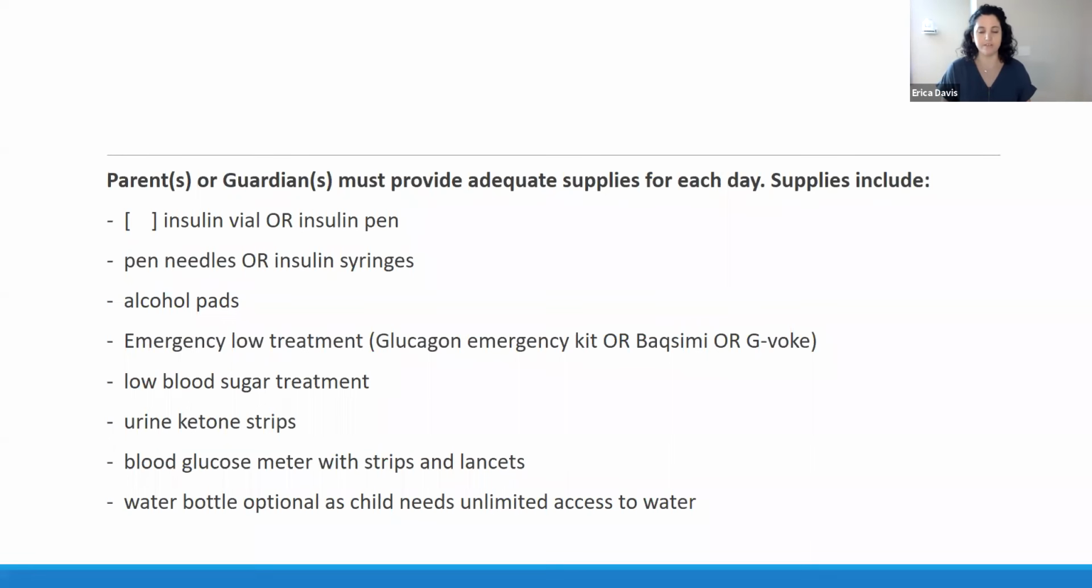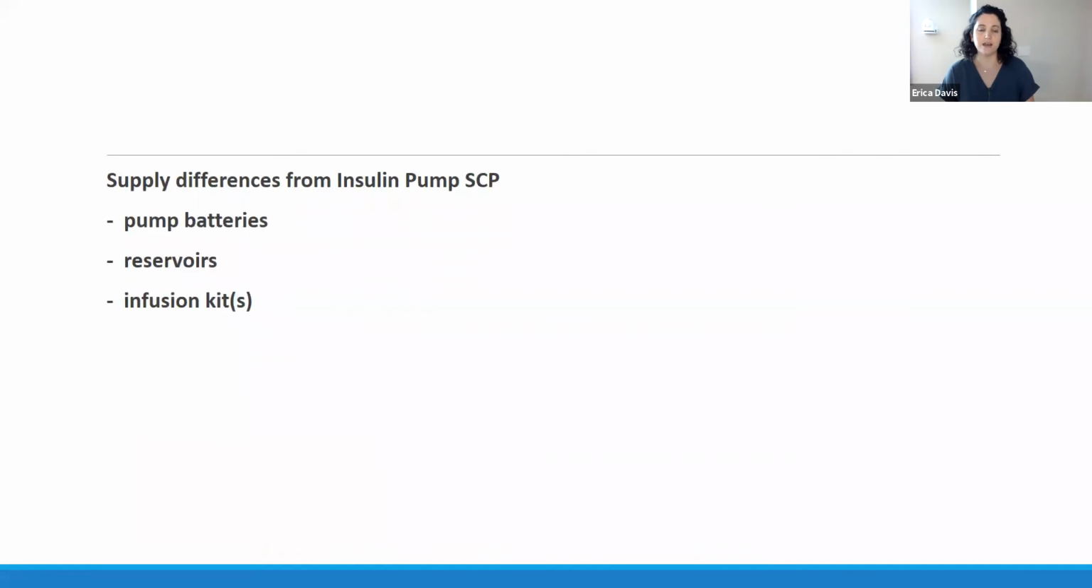If you're low on any of those things, we definitely want you talking to that parent. Sometimes with insurance coverage, they're going to have to carry that stuff back and forth. They might not have enough to just leave you a supply at school. So just be aware that sometimes we can do that, and sometimes it's going to need to go back and forth. You will see a few extra things on the school care plan for insulin pumps with supplies.